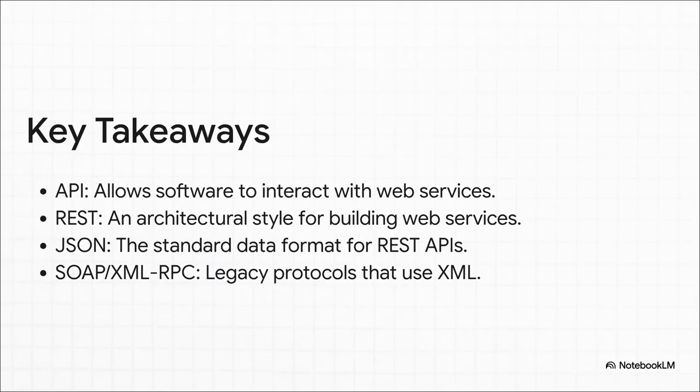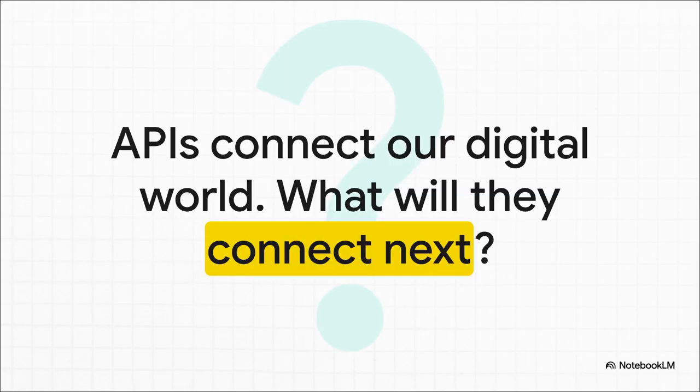So let's just tie this all together real quick. The API is our digital waiter. REST is the modern rulebook that all the best waiters follow. JSON is the simple, efficient language they all speak. And those other technologies like SOAP and XML represent the older, more complicated systems that have pretty much been replaced. From your phone to your car to your smart home, APIs are literally the invisible threads that are weaving our digital lives together. They've already changed absolutely everything. So the only question left is, what are they going to connect next?